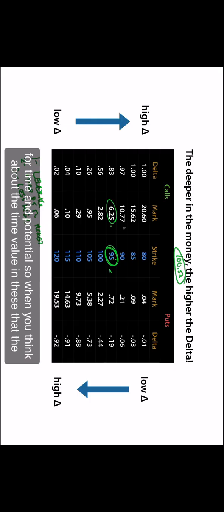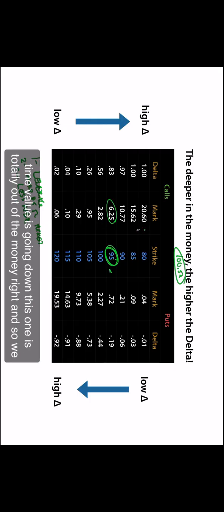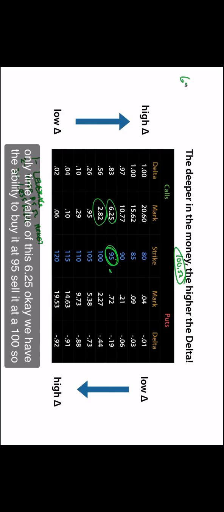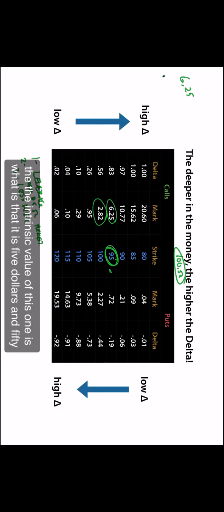So when you think about the time value in these, the time value is going down. This one is totally out of the money, and so we have 282 in time value. All of these have no intrinsic value, only time value. Of this 625, we have the ability to buy at 5.95, sell at 100. So the intrinsic value of this one is, what is that?